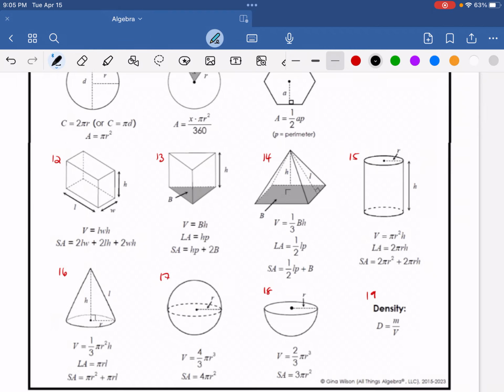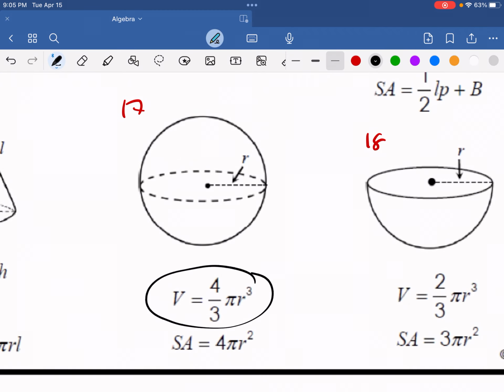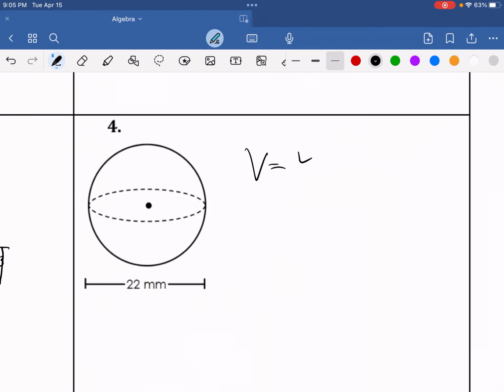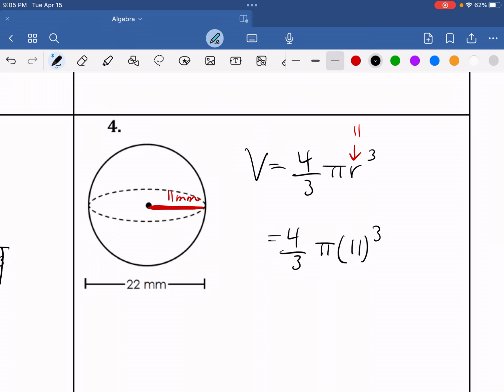Okay, that's a sphere. So that'd be number 17, and it's going to be 4/3 pi r cubed. Okay, the radius, again, would be 1/2, so it's 11 millimeters. So right here, we're going to put 11. So it'd be 4/3 pi 11 cubed. 4/3, multiply that by pi, multiply by 11, and that has to be cubed. And we get the volume is 5575.3 millimeters cubed.